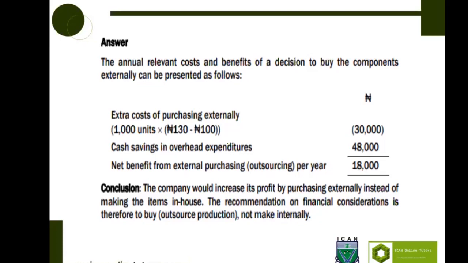Assuming the cost of purchasing was more than the overhead expenditure, we would have said that they are incurring extra expenditure. But since it is lower and they will have a cost saving of 18,000, it's better they purchase externally instead of making the items in-house. It will be more costly to make the items in-house.